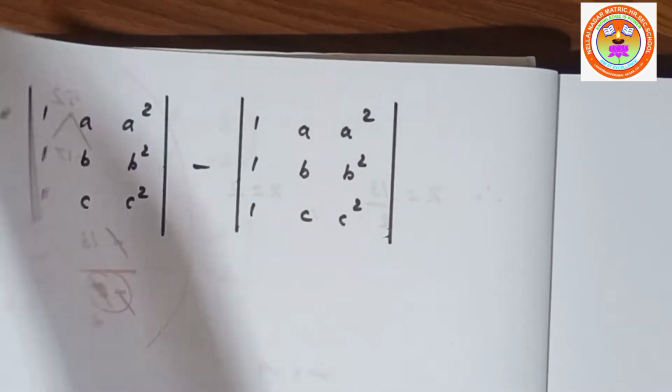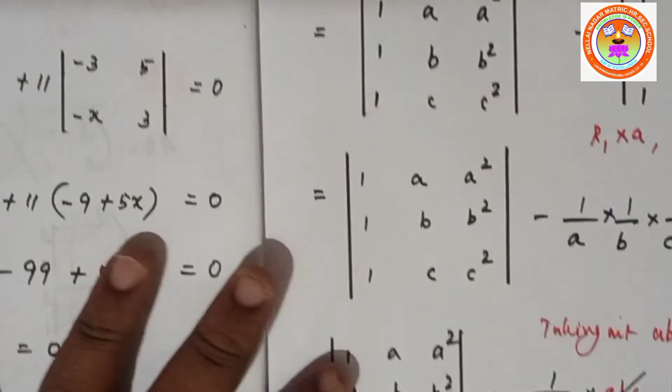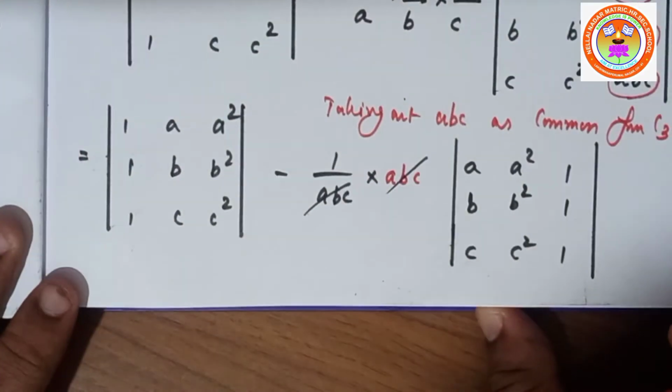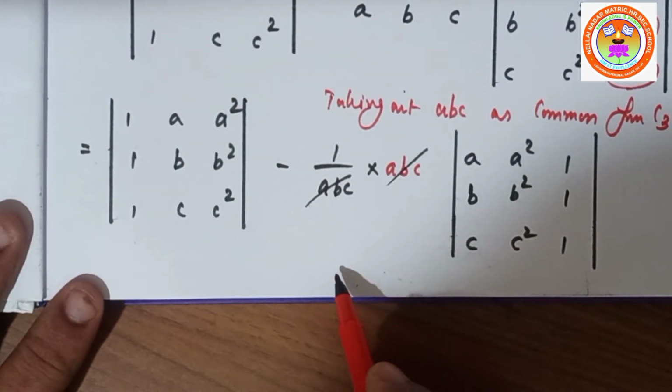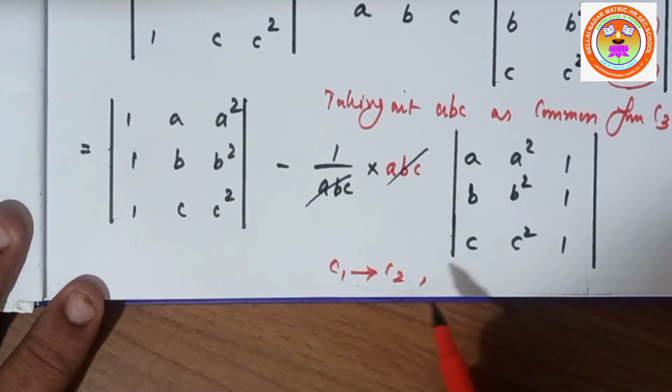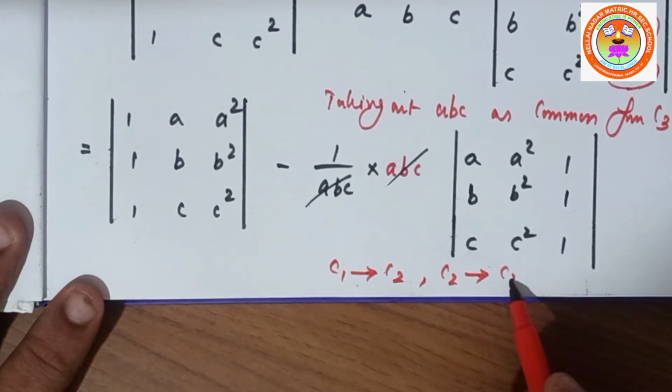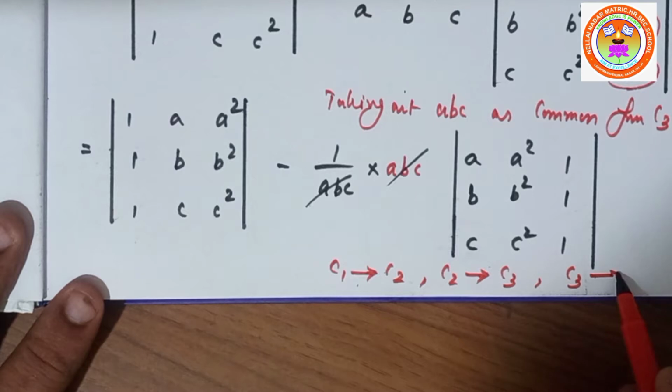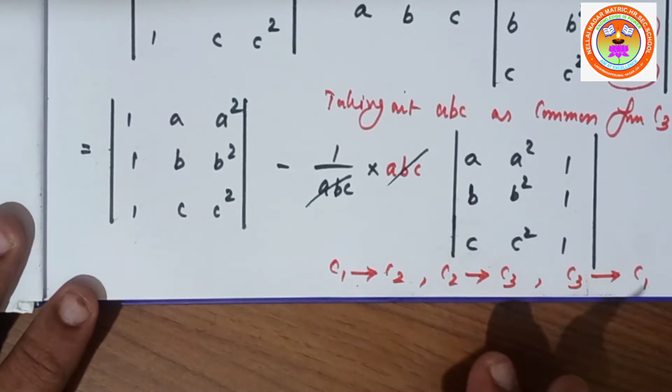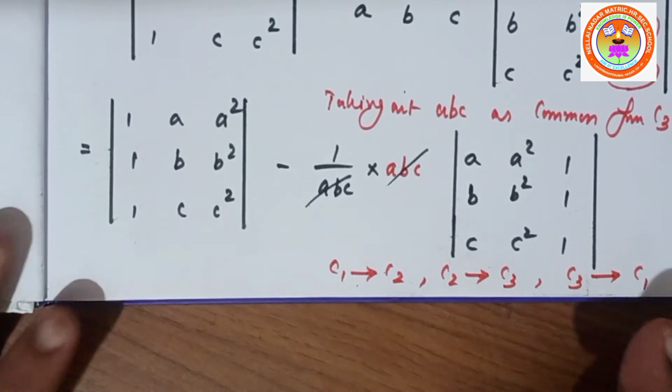For your reference, I note down here, I am changing C1 into C2, C2 to C3, and C3 to C1. So I have changed all the positions.